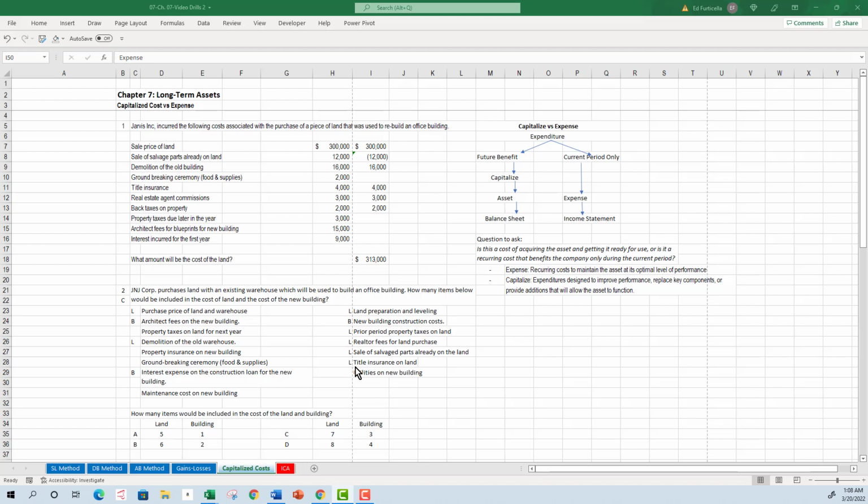Now as far as the building goes, the architect fees on the new building, the interest expense on the construction loan for the new building, and the new building construction costs are all part of the building costs. Maintenance costs on a new building are not capitalized. That's an expense. So C should be your answer there.